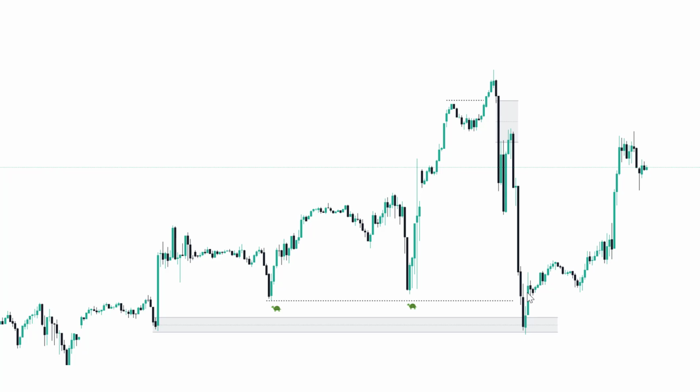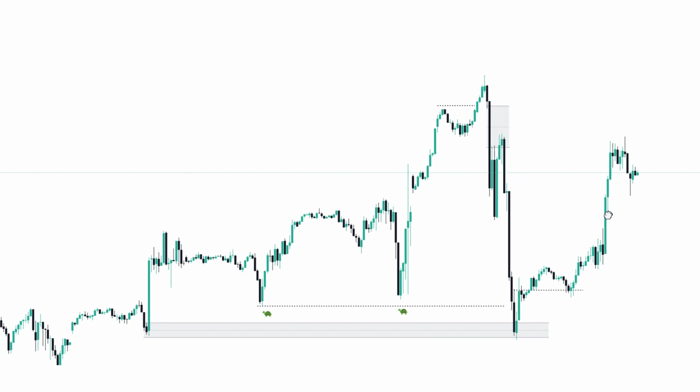And if you marked the change in state of delivery, you see how price came back to retest this particular level. You see at first price reacted to the upside, retested, came back for another retest, then you see how price reacted to the upside. So this is a very simple strategy, and it has offered good setups in the market.